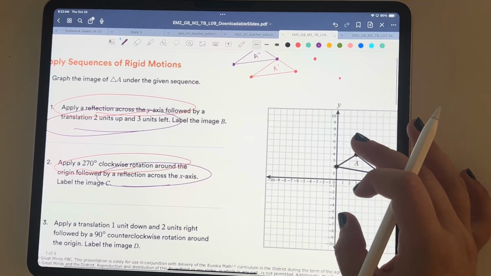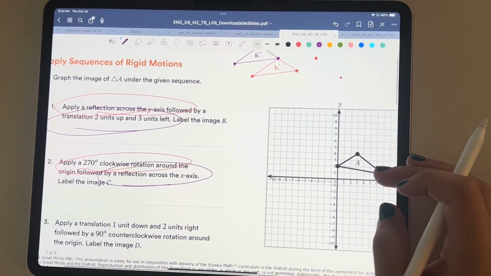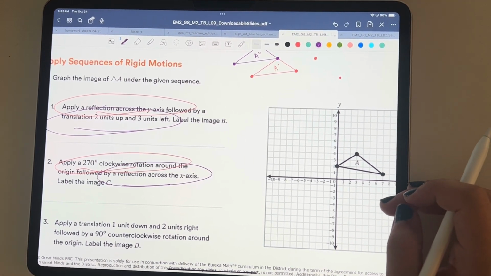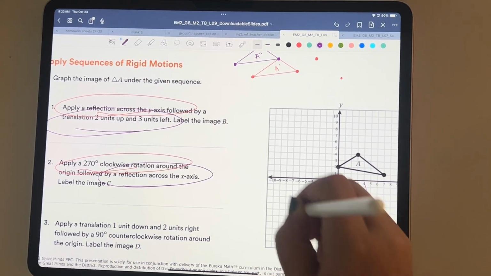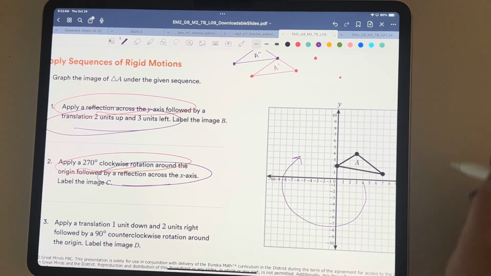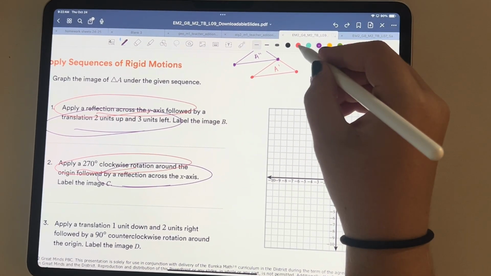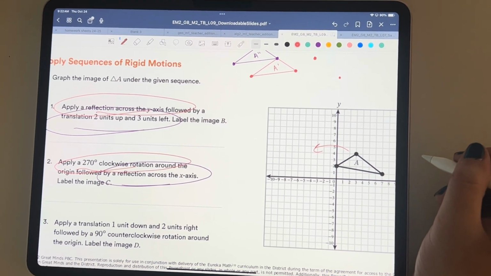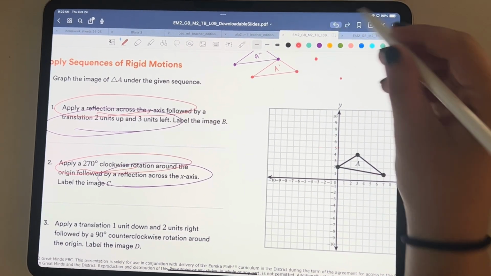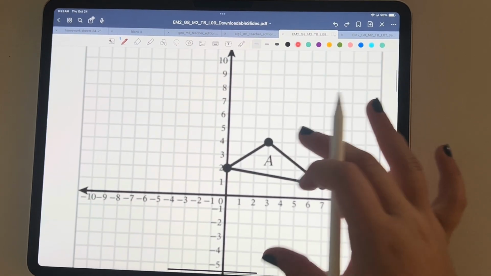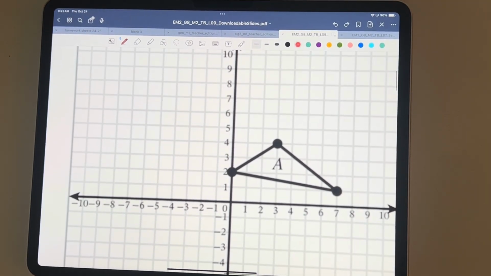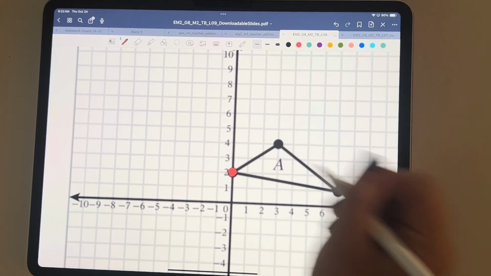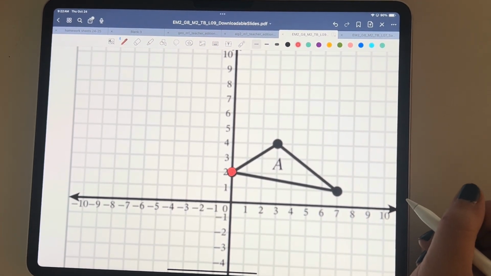Instead of 270 clockwise, which we could do but gets a little more confusing, we can instead go 90 degrees counterclockwise. If we're taking this and going 90 degrees counterclockwise, what happens to the 0, 2 point here? It's -2, 0.